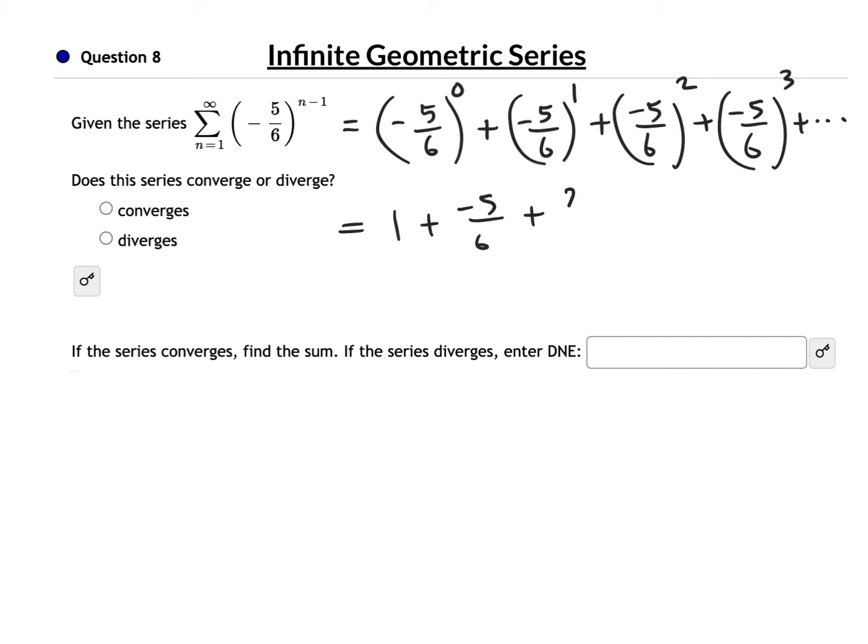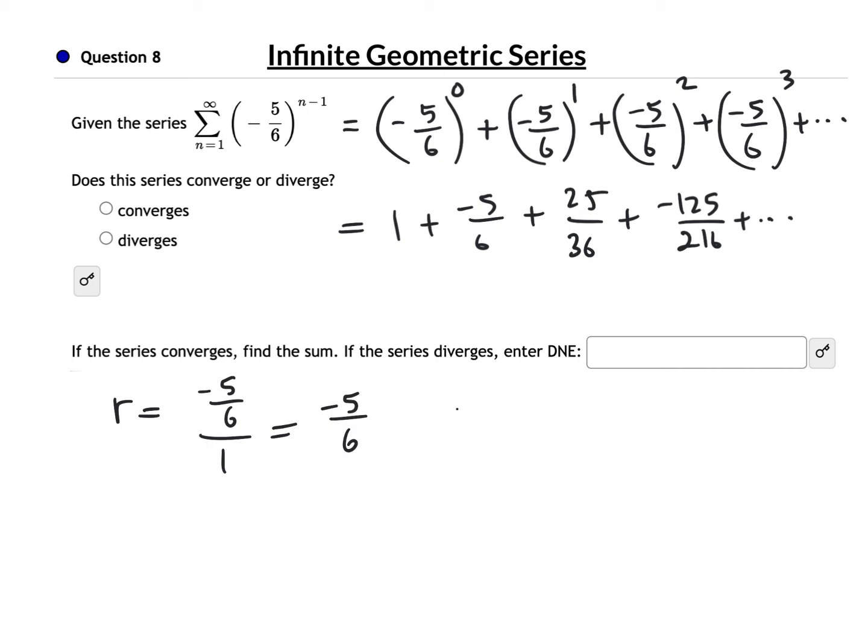This equals 1 plus -5/6 plus 25/36 plus -125/216, since 6 cubed is 216. Now we want to find r. We know that r is the current, about -5/6, divided by the previous, 1. That's -5/6. Since the absolute value of r is less than 1, this will converge.